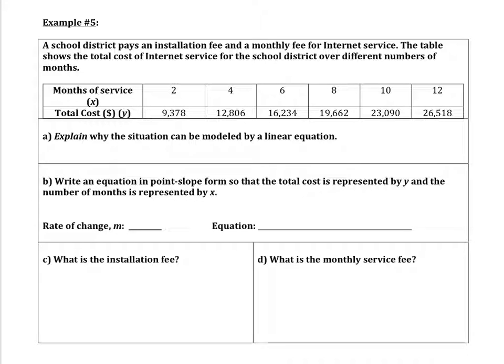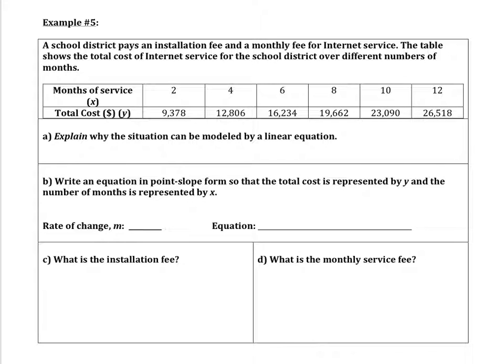You've maybe seen some problems like this in your AMs. You can decide whether a linear equation is appropriate to model a situation based on looking at how the x values and the y values either increase or decrease. If your x values increase or decrease at a constant rate, like these do in this problem, how they're going up by 2 each time, so plus 2, plus 2, plus 2, if your y values then increase or decrease at a constant rate, then it can be modeled with a linear equation.